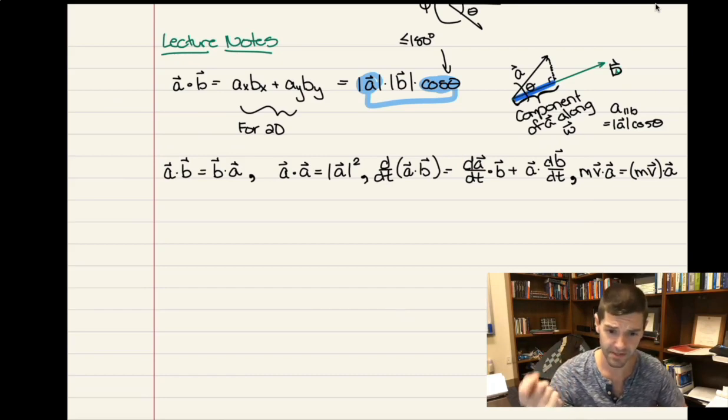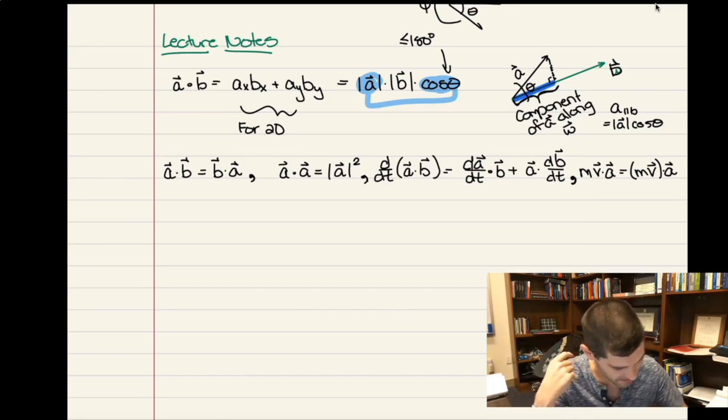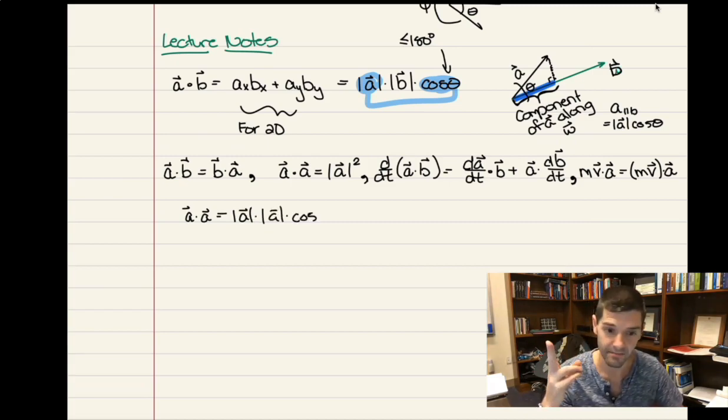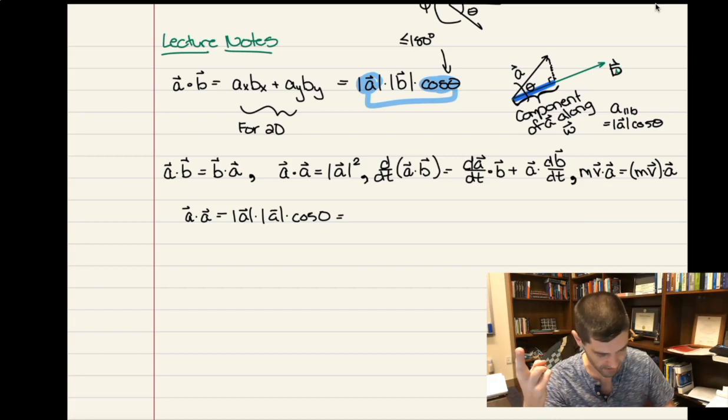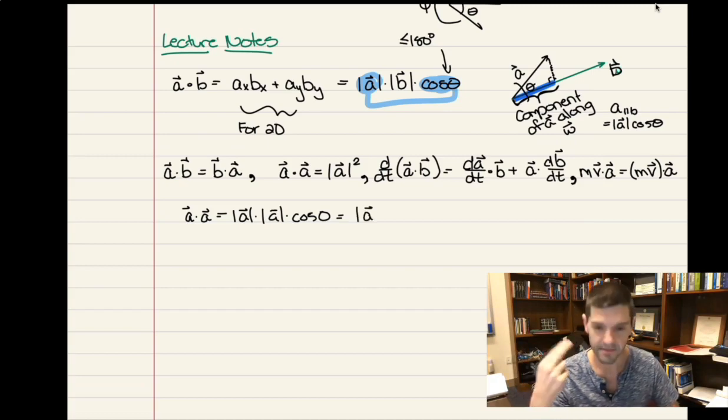We showed that using the computational version last lecture, but you can also see it by the geometric version. A dot A is the magnitude of A times the magnitude of A times the cosine of the angle between them. But it's the same vector. There is no angle between them. And the cosine of 0 is just 1. That is indeed the magnitude squared.